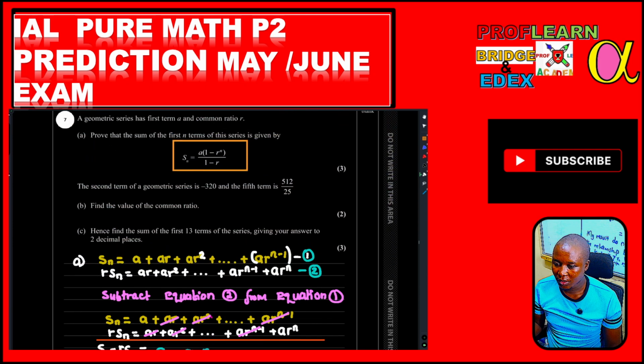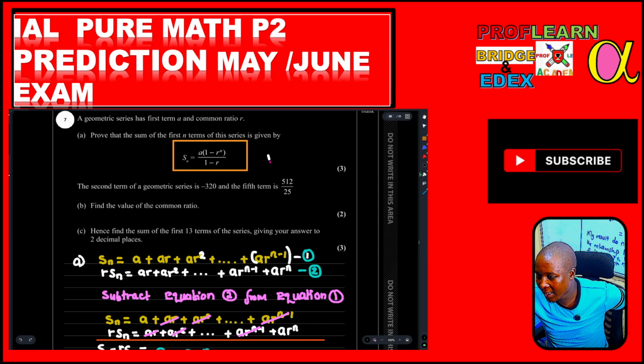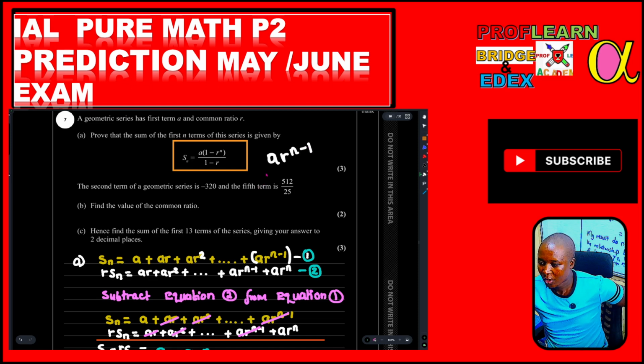The next question, we were told the second term of a geometric series is negative 320 and the fifth term is 512 over 25. We are supposed to find the value of the common ratio. So we understand that the nth term is usually ar raised to n minus 1. This is the nth term when you are using geometric progression.